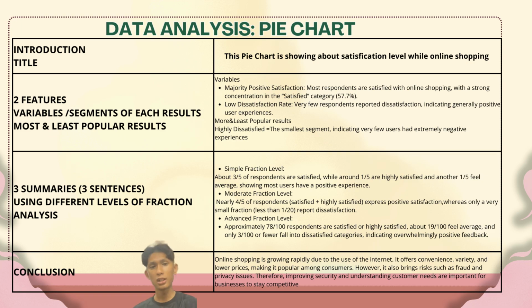Taking it further, nearly 4 out of 5 users report a positive experience when we combine both satisfied groups. And at a more precise level, around 78 out of 100 respondents are satisfied or highly satisfied, while only about 3 out of 100 are dissatisfied. So what does it mean? It means online shopping is not just popular, it is highly successful.